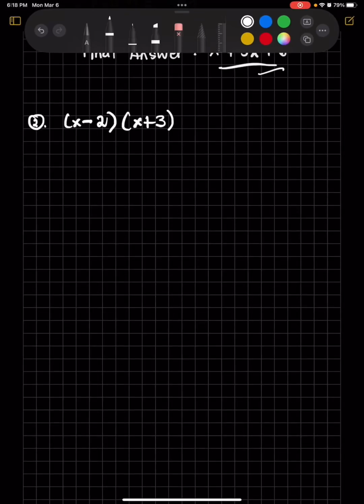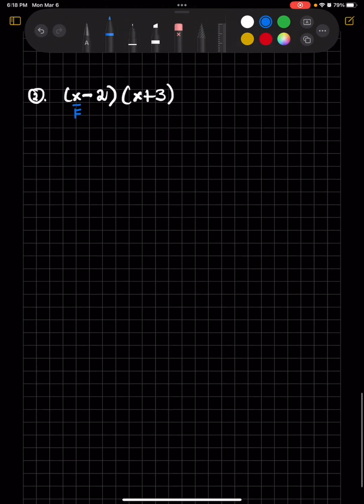Now, let's have part 2. Okay, using the FOIL method. So, for the FOIL method, we have to identify first the first term, the last term, the outer term, and the inner term. For the first term, we have x here, and the first term here is also x.